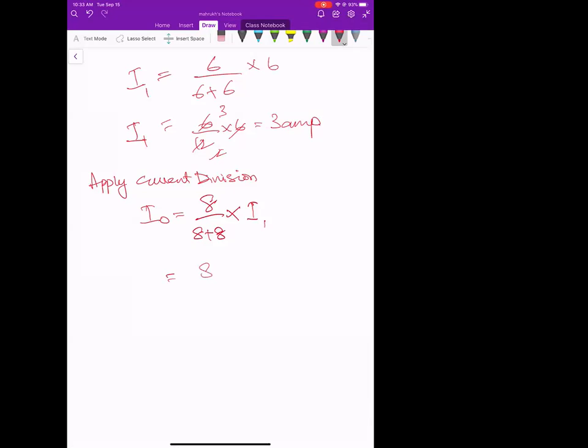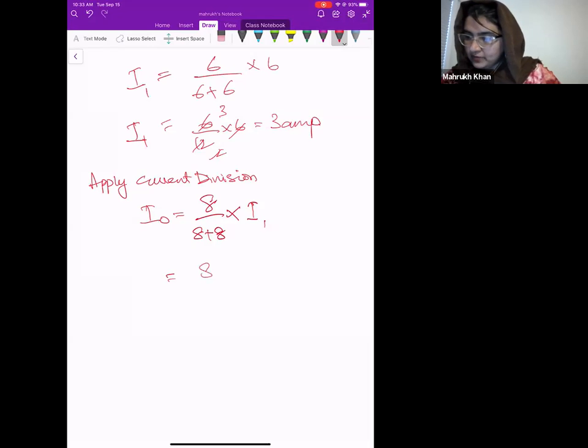Yes, go ahead. Professor, I have a question. Isn't there a simpler way to solve this problem without having to go through all these steps, so that you just solve for the current divider once to get I naught? Just a minute. Let me show my screen again.